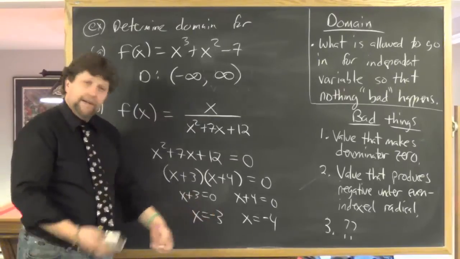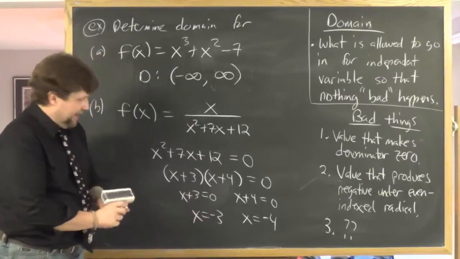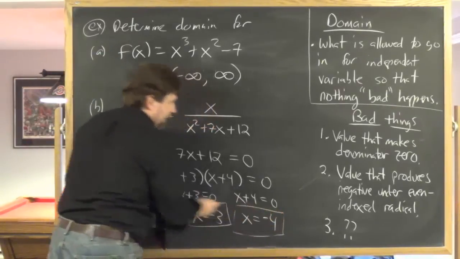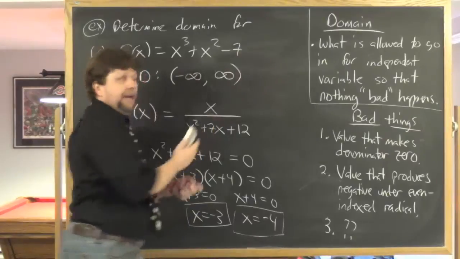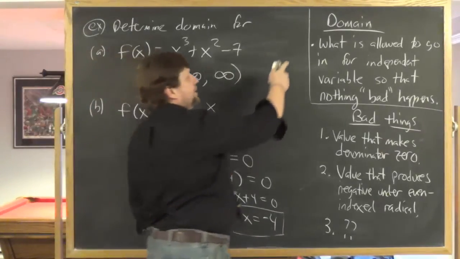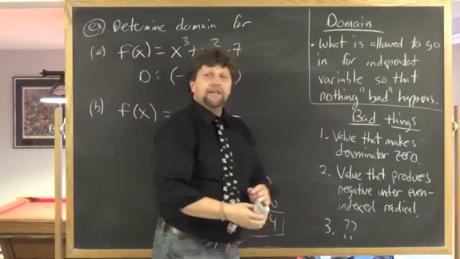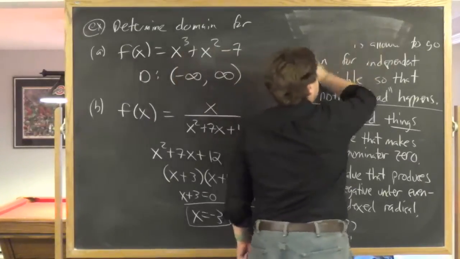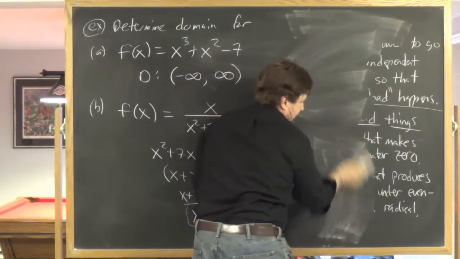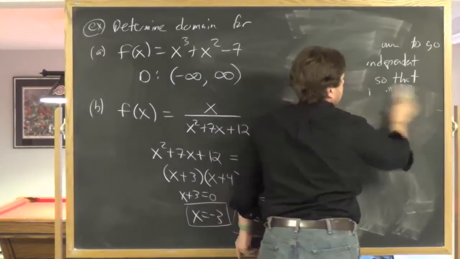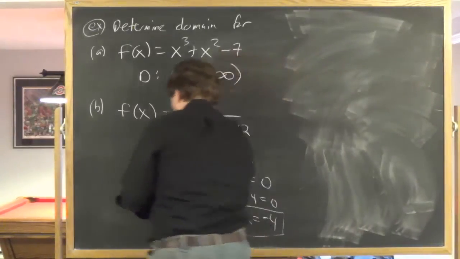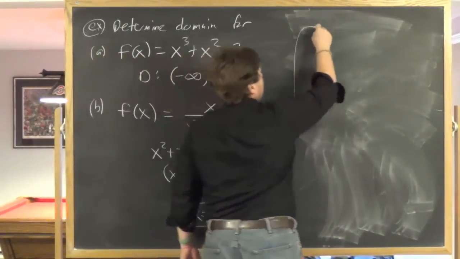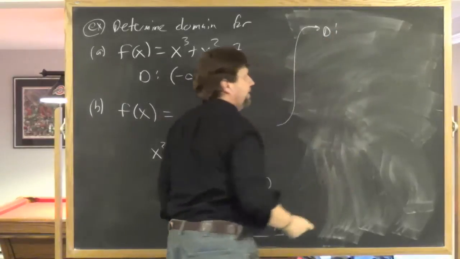I know -3 and -4 are not in the domain. They're not in the domain. So I'm going to come up here and write down the domain. So hopefully you've digested this because I've got to erase it. I need the space. And we're going to write that for this function, the domain is, now let's think about it.